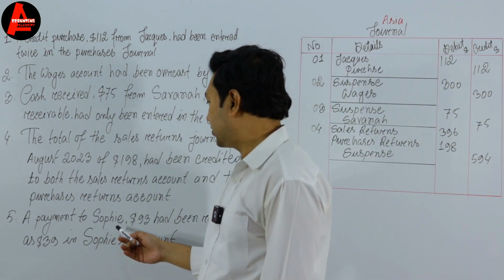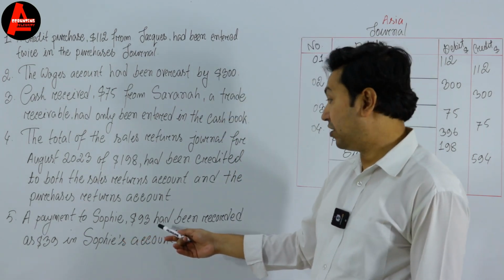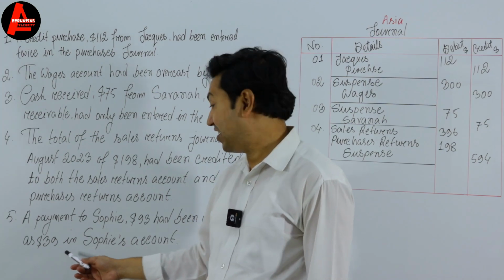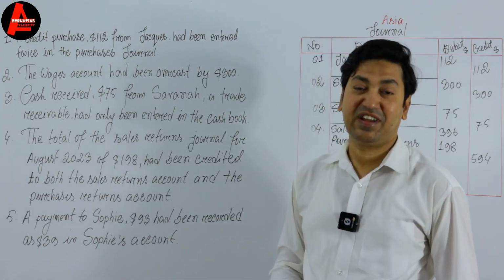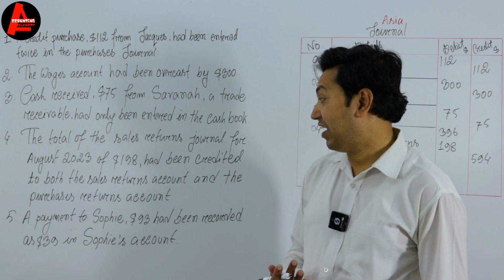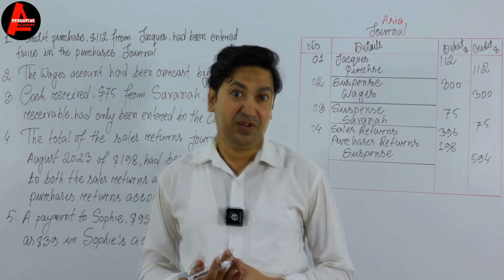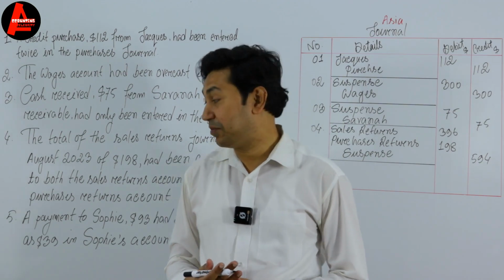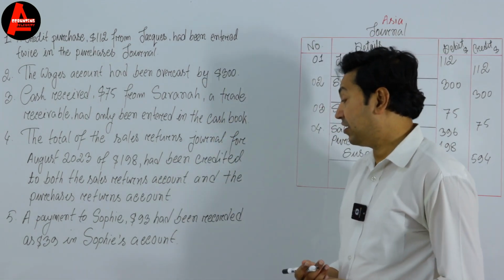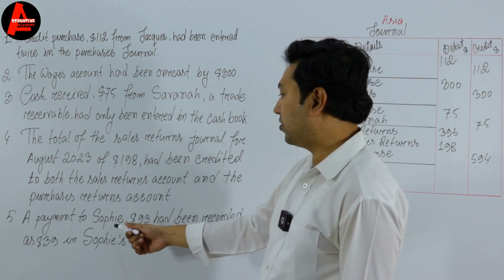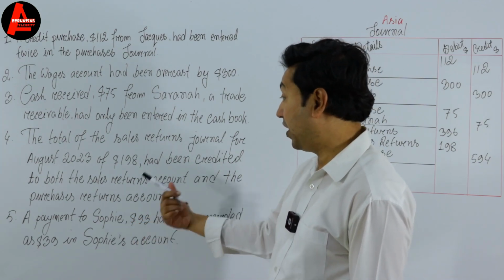Okay, so what is written here? A payment to Sophie of $93 had been recorded as $39 in Sophie's account. So 93 has been recorded as 39. This type of mistake also happens in the business. Here the correct amount will be 93. So payment to Sophie, Sophie is a supplier, we pay to Sophie.